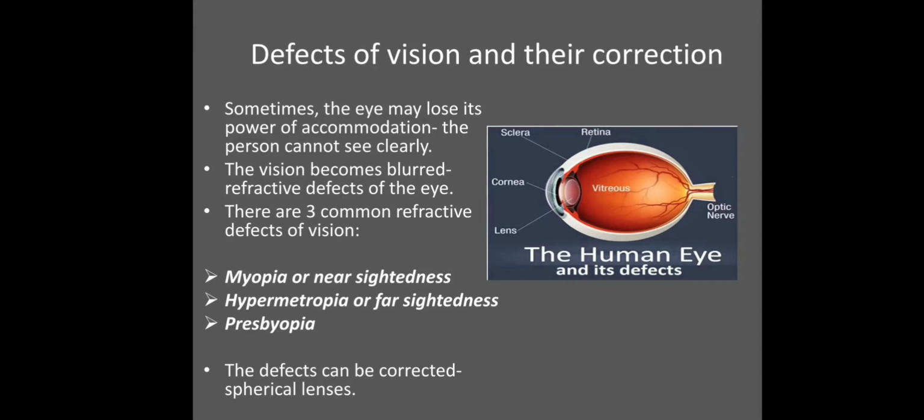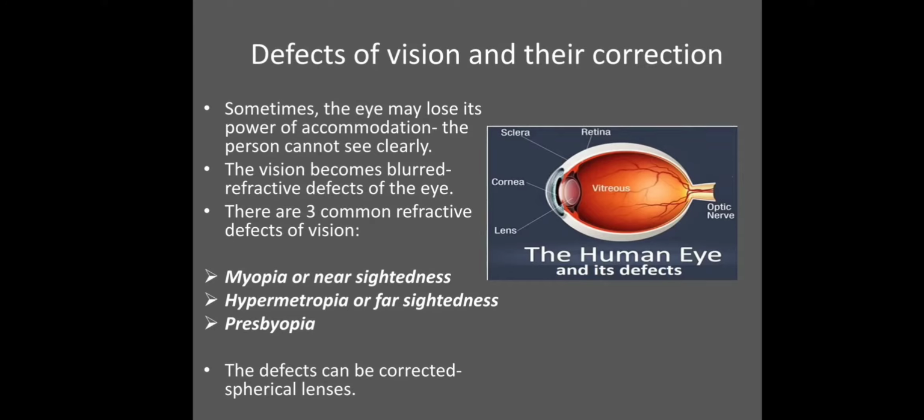Sometimes the eye may gradually lose its power of accommodation. Now what is accommodation? We learned it earlier. The ability of the eye lens to adjust its focal length is called accommodation. In such conditions, the person cannot see objects clearly or comfortably. The vision becomes blurred due to the refractive defects of the eye.